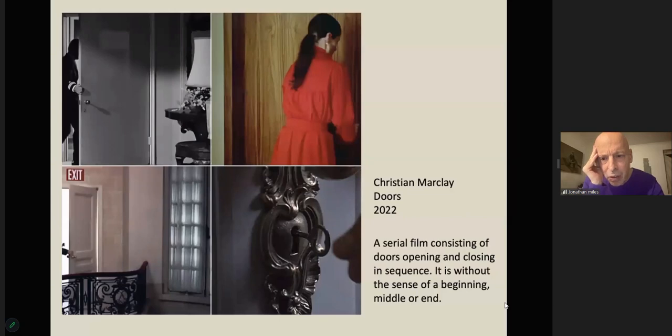This is Christian Marclay, Doors, which was recently shown just opposite the Royal Academy in White Cube. The serial film consists of doors opening and closing in sequence. It is without a sense of beginning, middle, or end. So you literally sat down wherever you started with the film, and it was just a loop. Some of the film images you recognize, and some of them were obscure. But each time it repeated the same: a door opening and a door closing, and the door opening was different from the door closing, a different film. It was a very odd feeling of time.